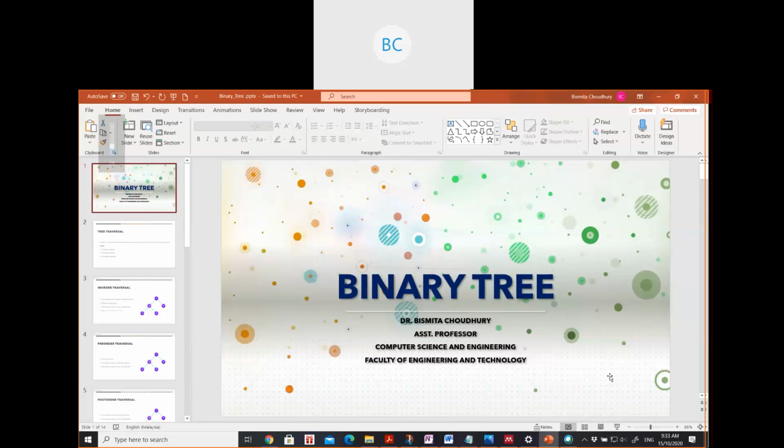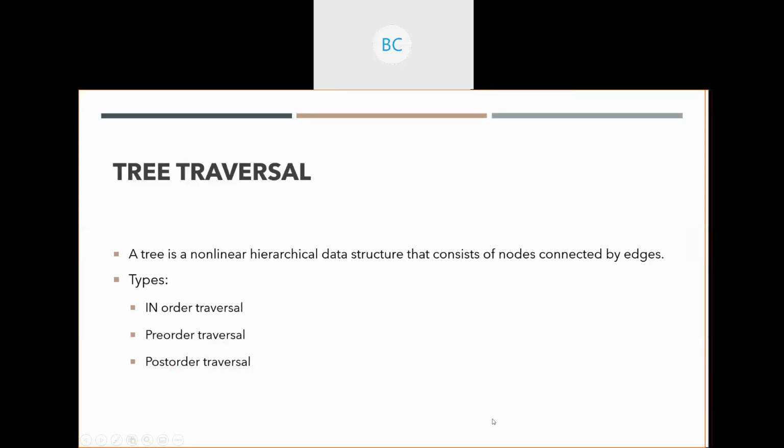So okay, today we will see binary tree because there are lots of different trees, and today we will just see binary tree. But before binary tree, I just want to go over tree traversal. Tree traversal is like visiting each of the nodes at least once. It means if you want to traverse from the first node to the last node, that is your leaf node, it will be called tree traversal.